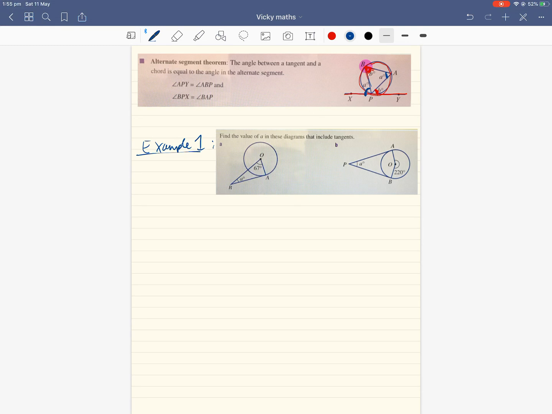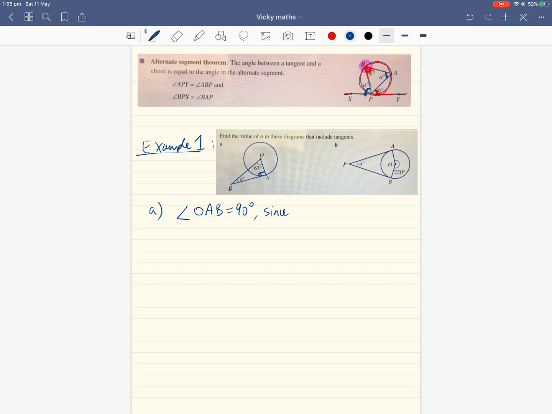So example 1, we have 2 diagrams. We're trying to find the value of A degrees in our diagram. So we can see that this length B to A is a tangent because it's a straight line that touches exactly once at the point A. What that means then is this is a right angle. OAB must be a right angle because that's a property of tangents. So we know that angle OAB is 90 degrees.